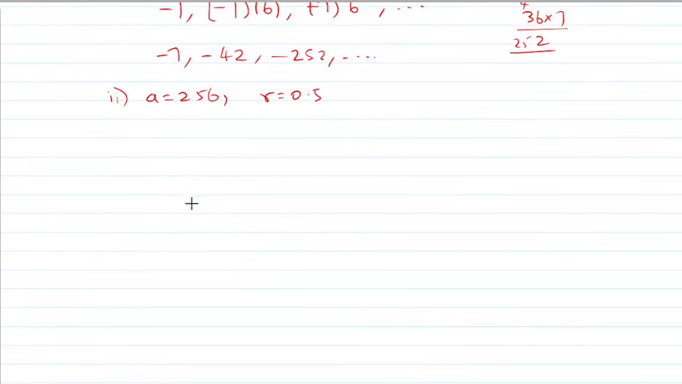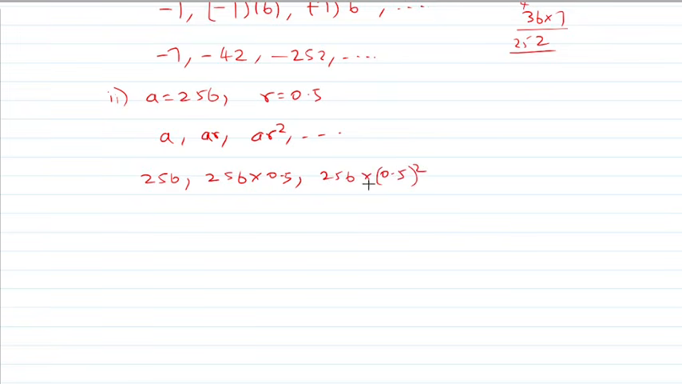கொடுத்திருக்காங்க. So இது எப்படி போடலாம்னா A, AR, AR square and so on, அதே கான்செப்ட் தான். Okay, so this is 256, 256 into 0.5, 256 into 0.5 square. Okay, so this is 256, 256 into இந்த 0.5 என்றது ஒன்றும் இல்லை, அது 1/2 எழுதலாம். Then 256 into 1/2 square.